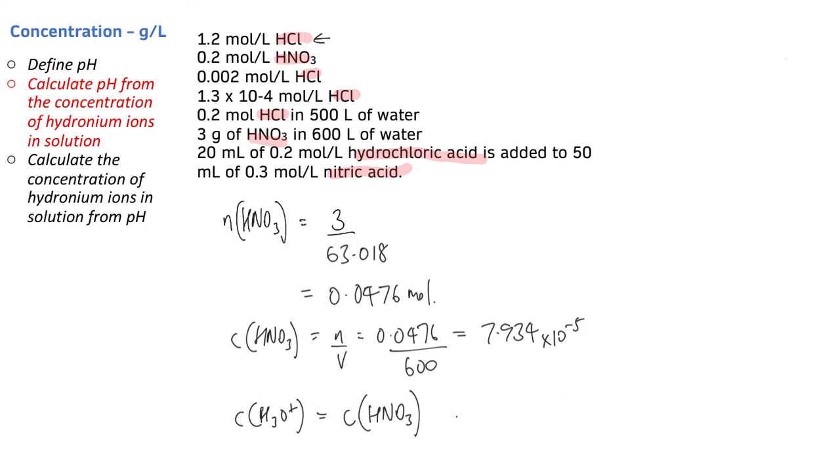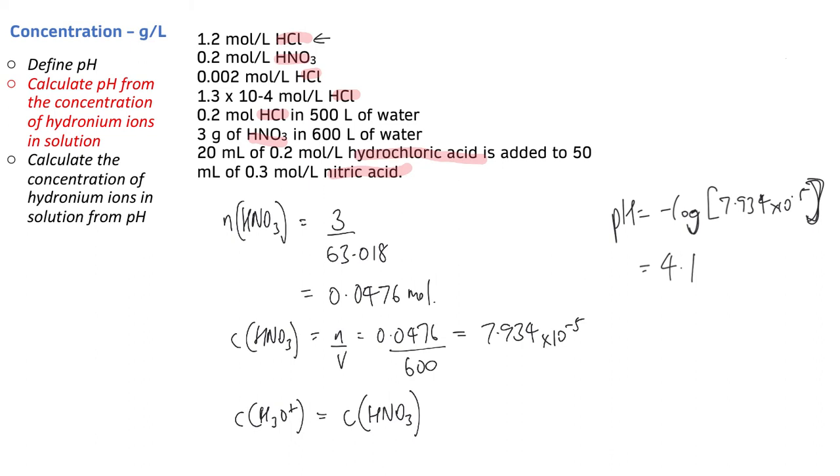But you should still state that the concentration of H3O+ is equal to the concentration of HNO3 because they're split 1 to 1 to 1. All right, so therefore now I can do pH is equal to negative log of [7.934 times 10 to the negative 5], which is equal to negative log answer, 4.1, and there's no unit for pH.